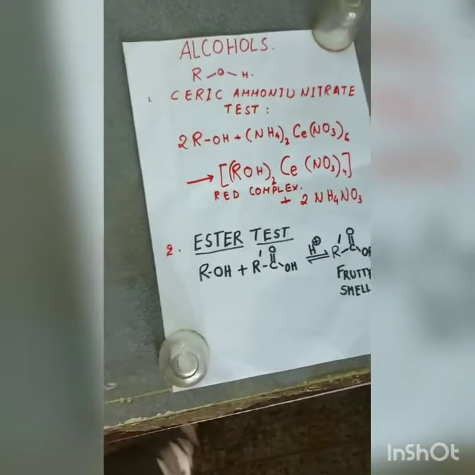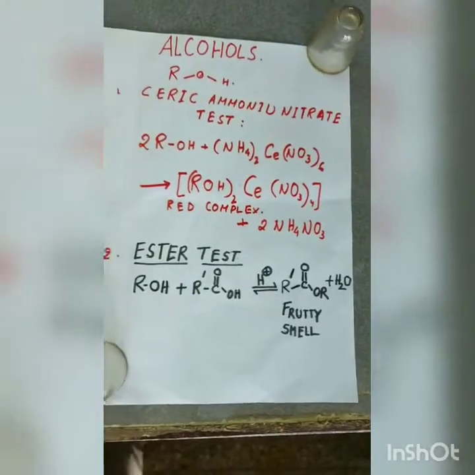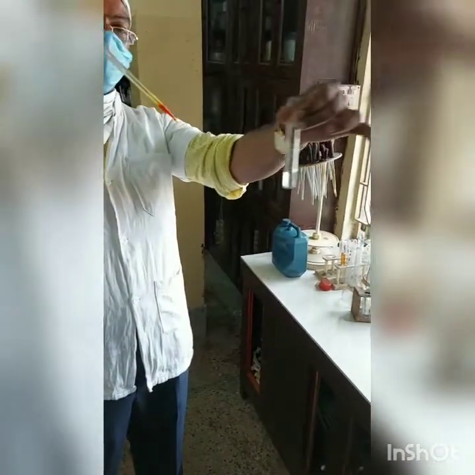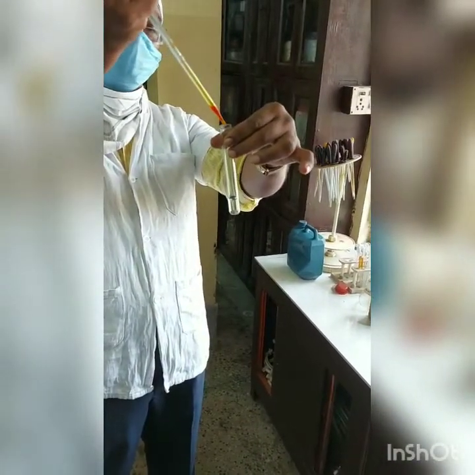Alcohol, okay, using ferric ammonium nitrate. See, ferric ammonium nitrate solution is here in my hand, and the alcohol is there in my left hand. So the ferric ammonium nitrate test I am going to show you. See the change of color. Okay, here is the alcohol sample, here is ferric ammonium nitrate. Just I am going to add.